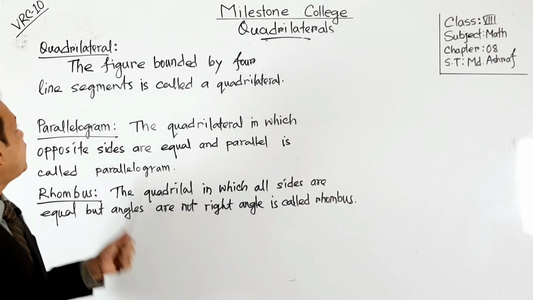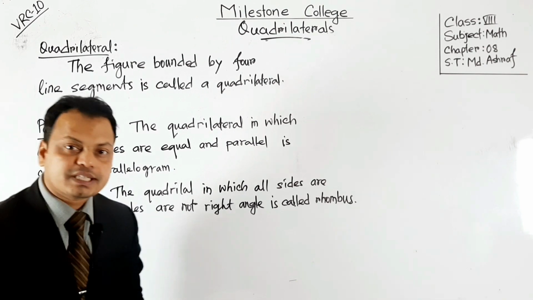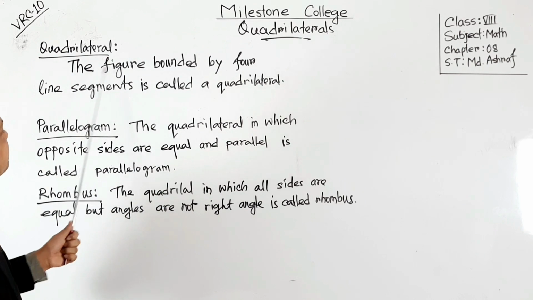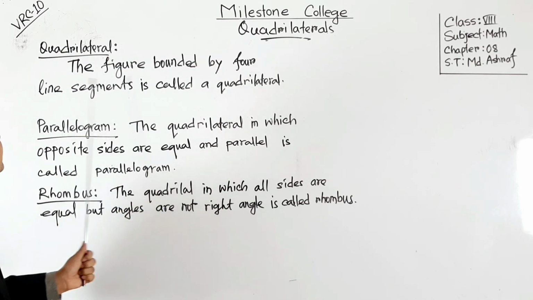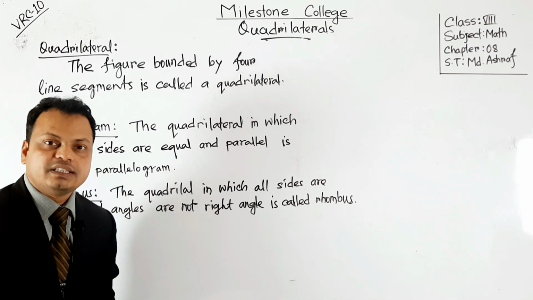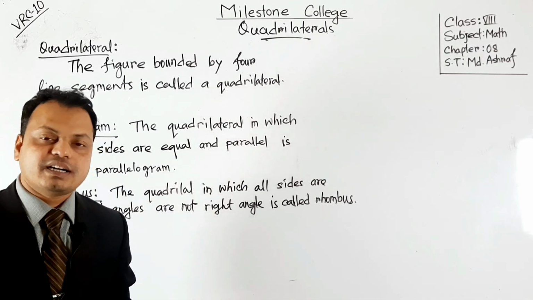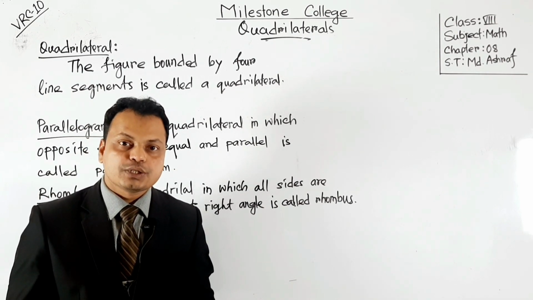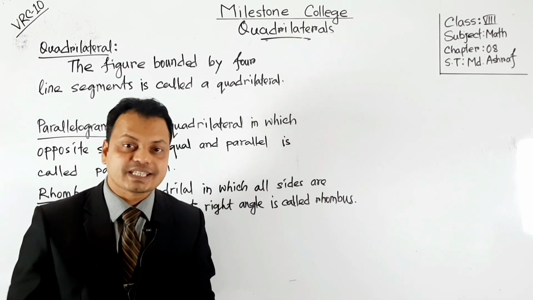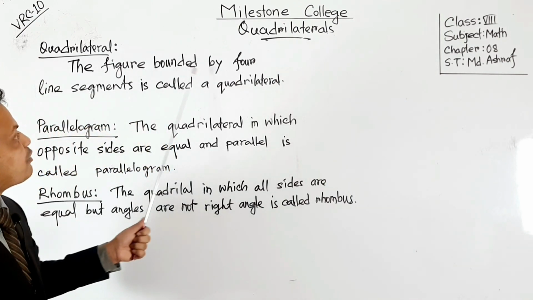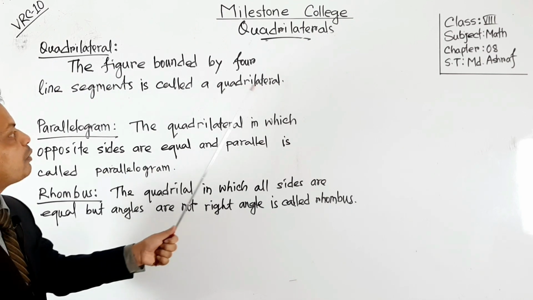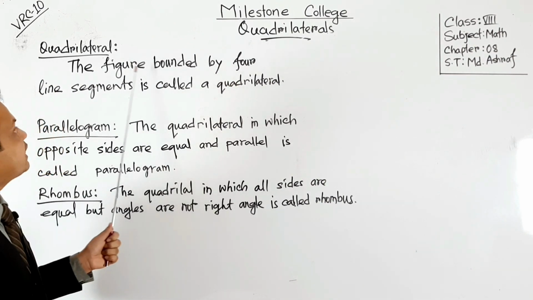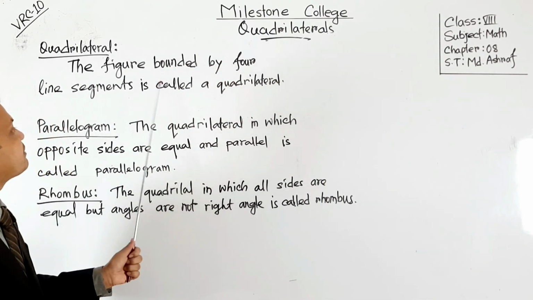Okay. So, I told you we will start from definition. First definition is about quadrilateral. What is quadrilateral? The figure bounded by 4 line segments is called a quadrilateral. This definition is similar to triangle that you have learned earlier. A figure bounded by 3 line segments is called a triangle. So, when it will be quadrilateral, it will be 4 line segments. Instead of bounded, we can use another word, enclosed by. The figure bounded or enclosed by 4 line segments is called a quadrilateral.